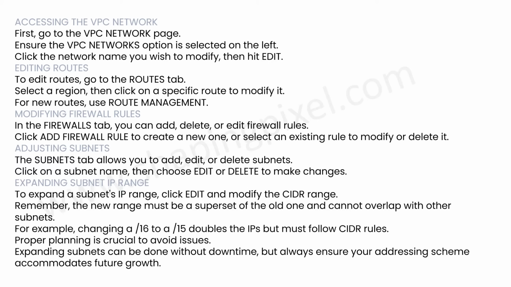To expand a subnet IP range, click Edit and modify the CIDR range. Remember, the new range must be a superset of the old one and cannot overlap with other subnets. For example, changing a /16 to a /15 doubles the IPs, and changes must follow CIDR rules. Proper planning is crucial to avoid issues. Expanding subnets can be done without downtime, but always ensure your addressing scheme accommodates future growth.